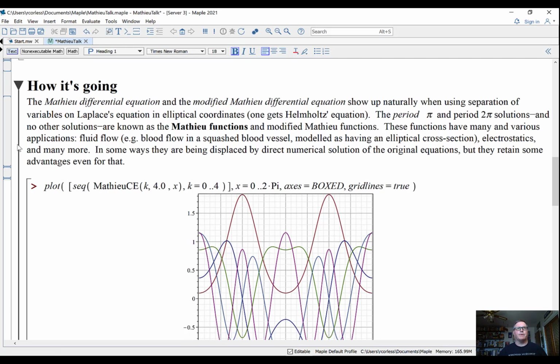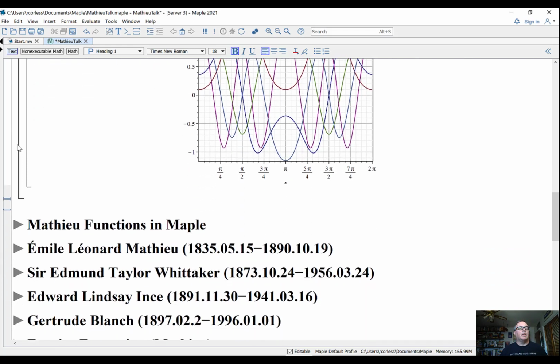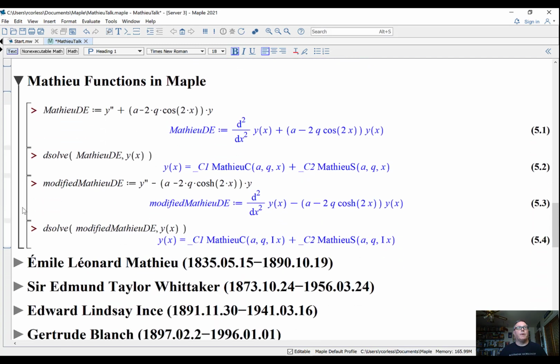So here are the first few of the cosine-like Mathieu functions. This is the Maple command plot sequence of MathieuCE for k going from 0 to 4, and I've chosen the value 4.0 for the q parameter. I'll talk about what the q parameter is. And this is just a collection of cosine-like functions plotted on the interval from 0 to 2 pi. Great, they oscillate. Yay. And of course I used the built-in Mathieu functions in Maple there.